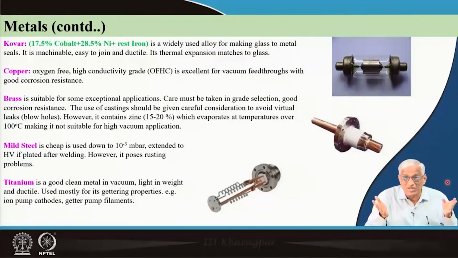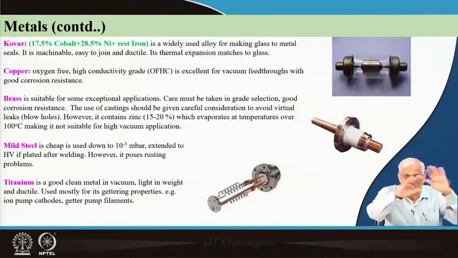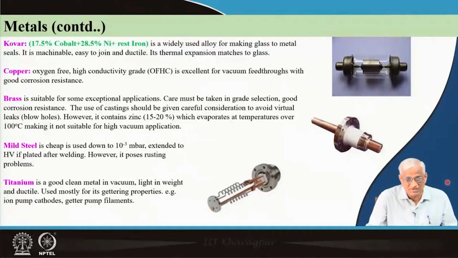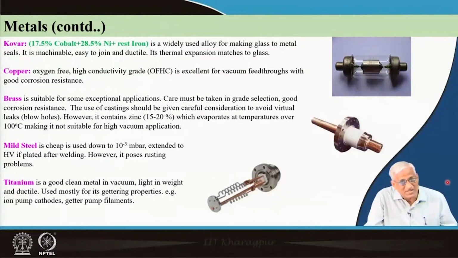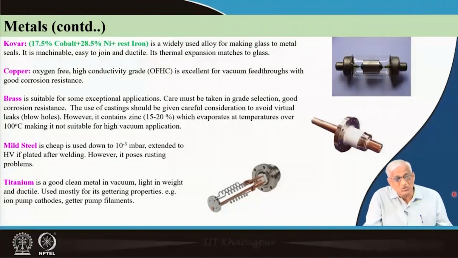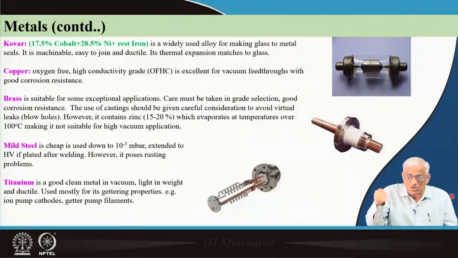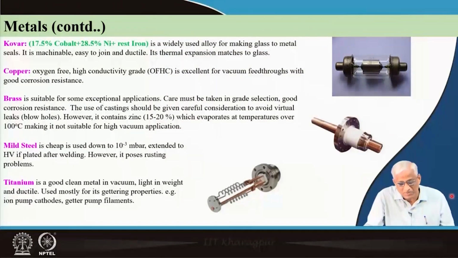But there are some special coatings. Research is going on to make a mild steel chamber, but inside it should have a vacuum compatible first layer. Very good research for the startups. Then titanium alloys, they are very good. They can also be used as getter materials inside as a local pump. We have seen in sputter ion pumps, etc.